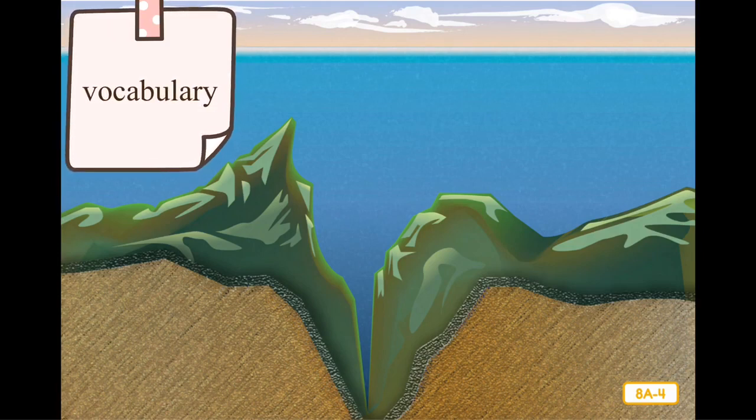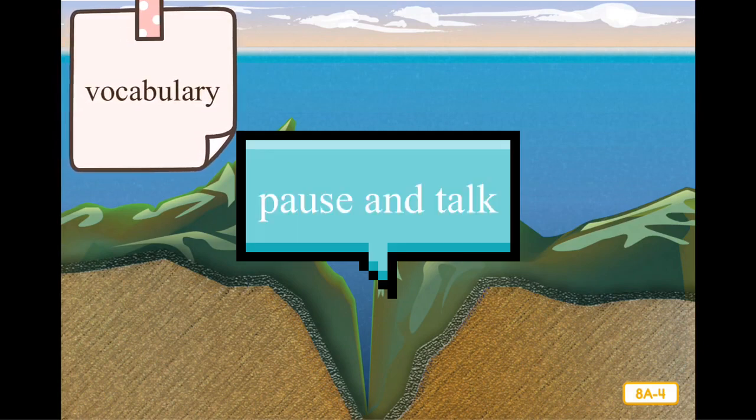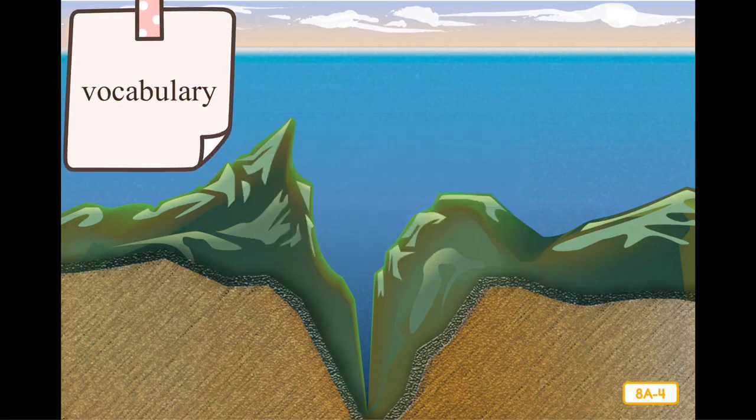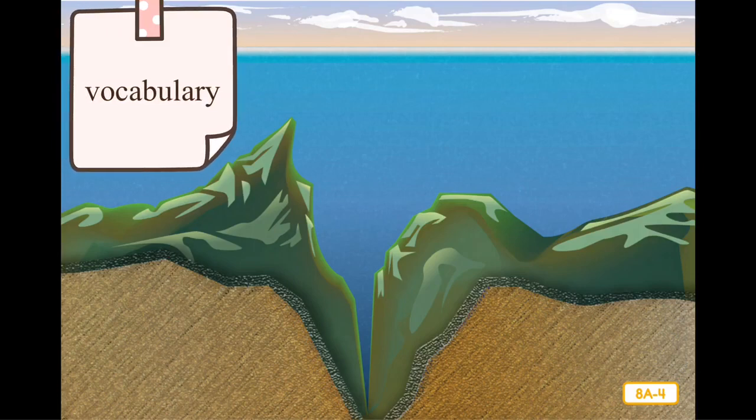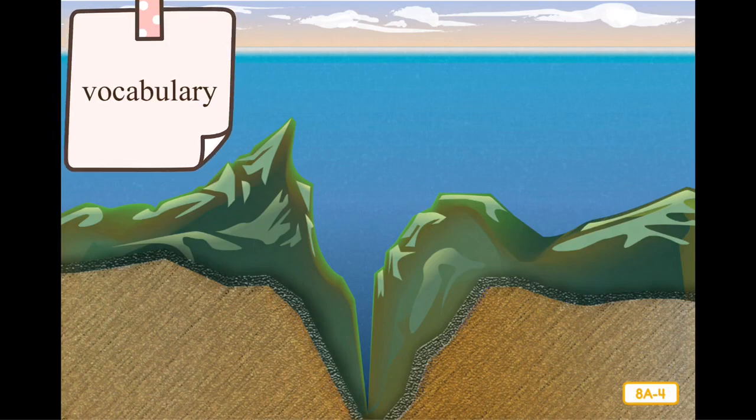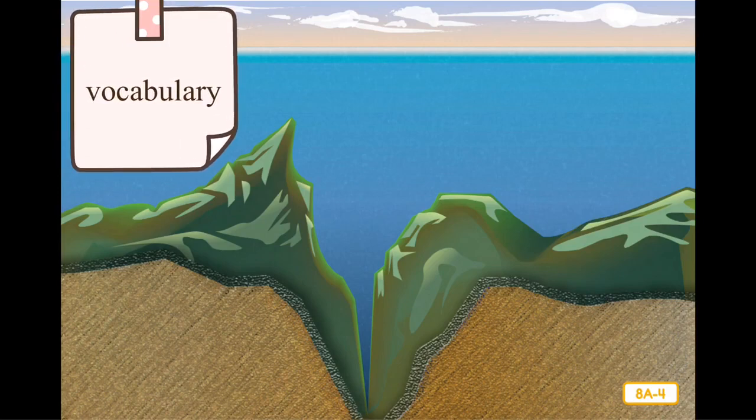Can you think of places where you have seen shallow water? Pause and respond. The water in the puddle is shallow. What's the word we've been talking about? The opposite or antonym of shallow is deep.